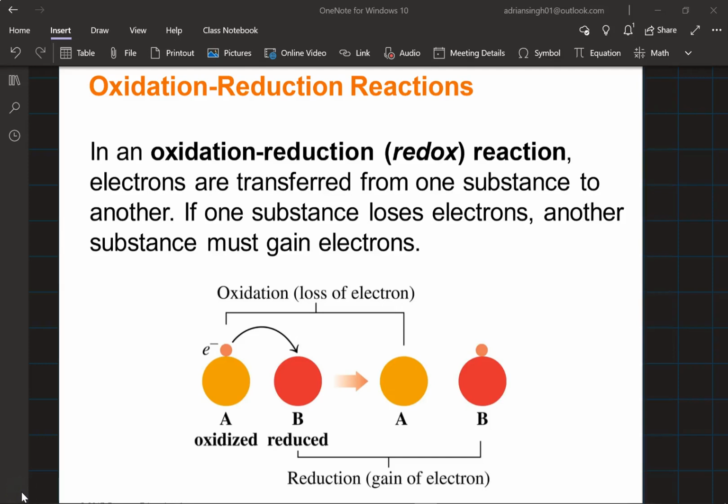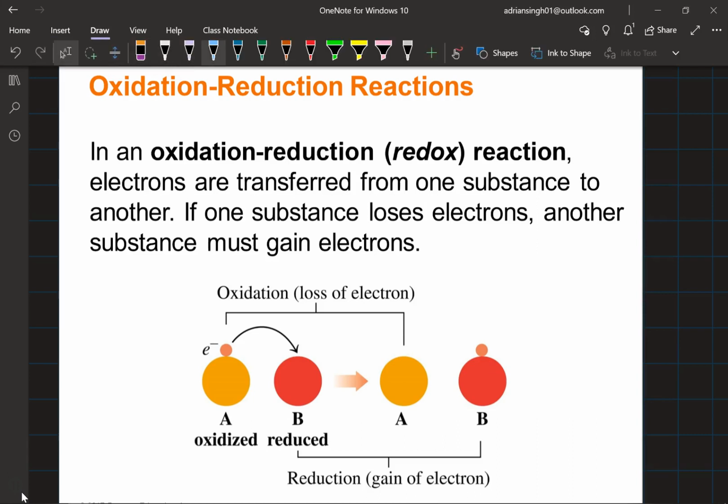All right, so in this section, we're going to take a quick look at one major type of reactions known as oxidation reduction reactions. And oxidation reduction reactions are often referred to as redox reactions, which comes from combining the red part of reduction and the ox part of oxidation. And we can define oxidation reduction reactions as when electrons are transferred from one thing to another.